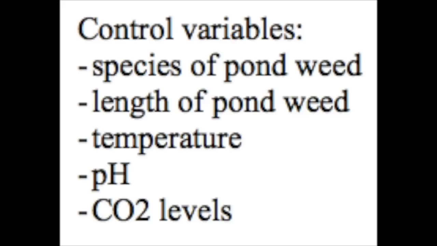And the control variable is everything you need to control to keep it a fair test, to keep it the same. So obviously you need the same species of pondweed, so Elodea in this case. You need to have the same length of pondweed, because obviously a longer pondweed will photosynthesize more. You need to have the temperature the same, the pH of the water the same, and technically the concentration of carbon dioxide the same, although that will be quite hard to control.